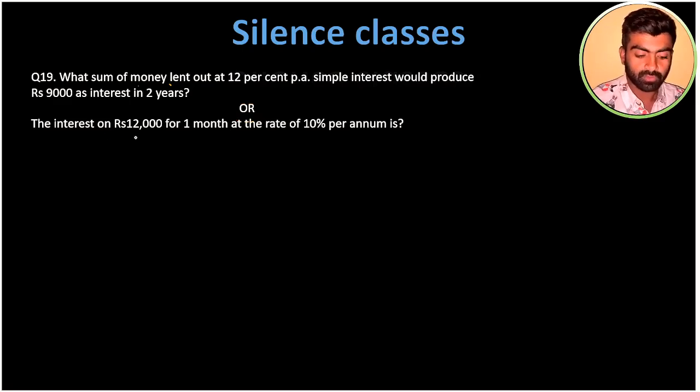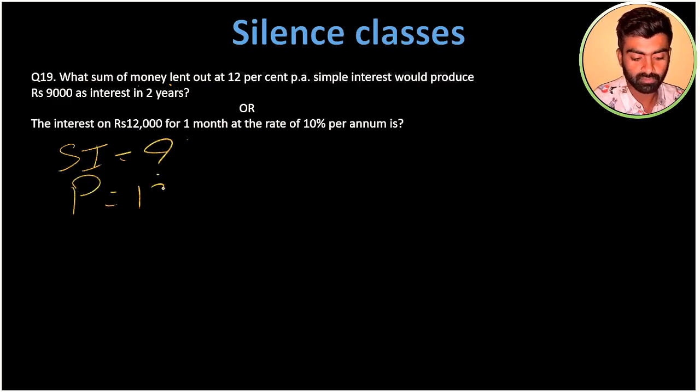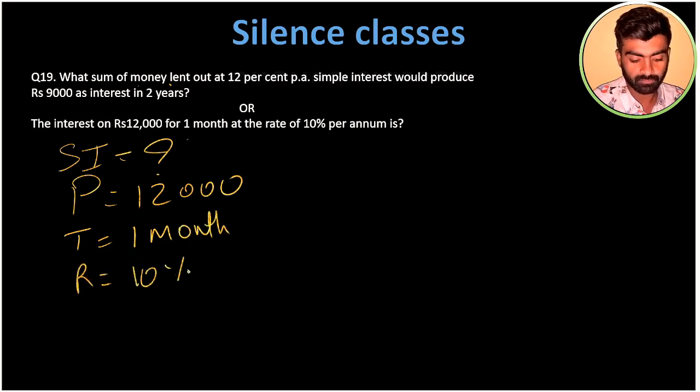The interest on rupees 12,000 for 1 month at the rate of 10% per annum is, okay, means we have to find it out. Simple interest. Okay, SI is equal to what? Principal we are having, P is equal to 12,000. Time which is given to us is 1 month. And the rate of interest is 10% per annum. The rate of interest is given per annum, means yearly it is written. So we have to find it out.